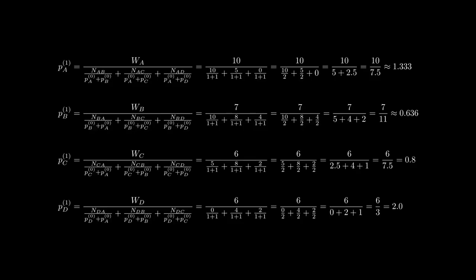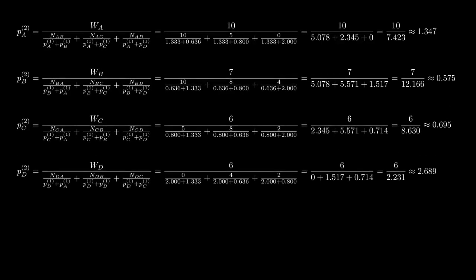Diana, who has had a perfect record, has the highest score. Alice, who won a lot, is next. Bob, who lost the most, is the lowest. This single step has already given us a much better approximation than just guessing. Now we simply repeat the process to calculate p of 2. We use the p of 1 values we just found.